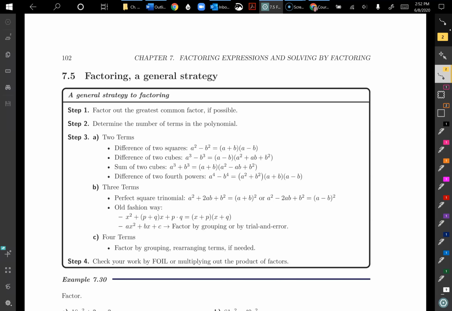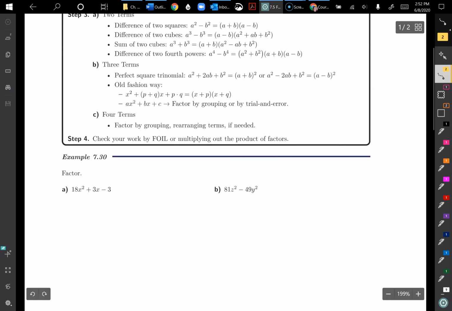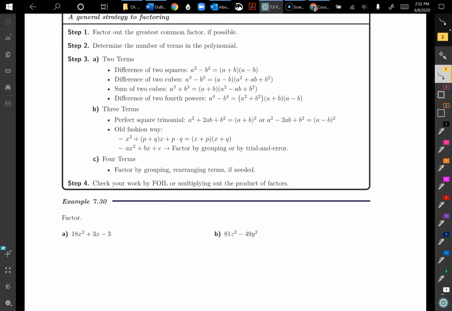So let's look at example 7.30, and I'm going to leave that there so you can see it. Factor 18x squared plus 3x minus 3. On a lot of these, or most of these, I would suggest you pause the video and try it and then see if you're correct. But I'll just go through them all quickly. In general, this whole thing could be done in that manner as classwork and then you just check and see how you did. But if you're not comfortable yet, just follow along with me.